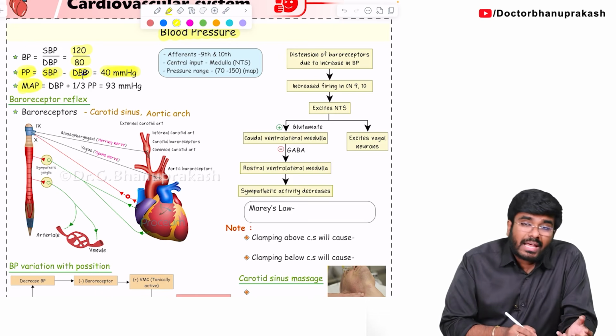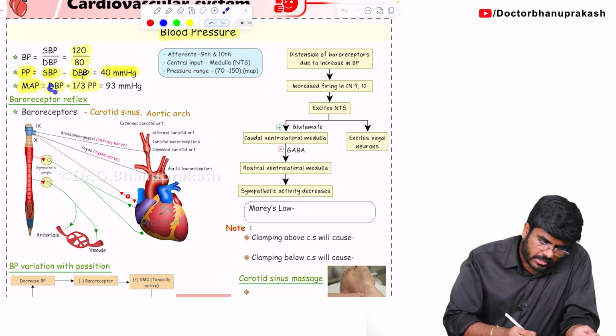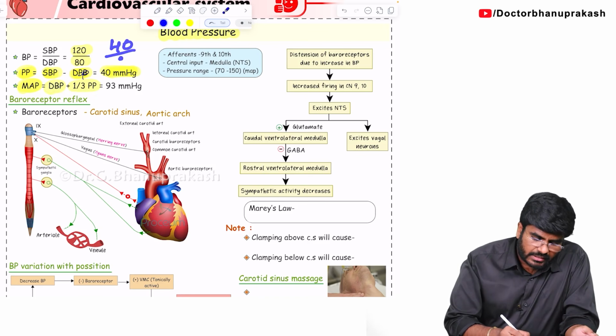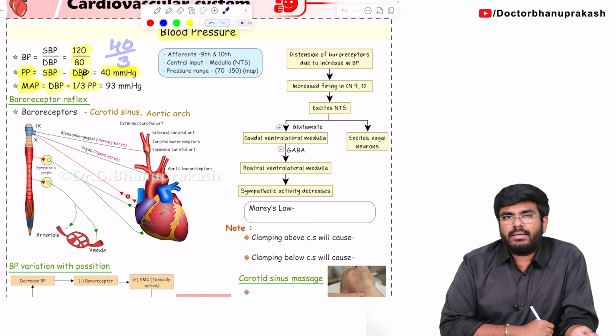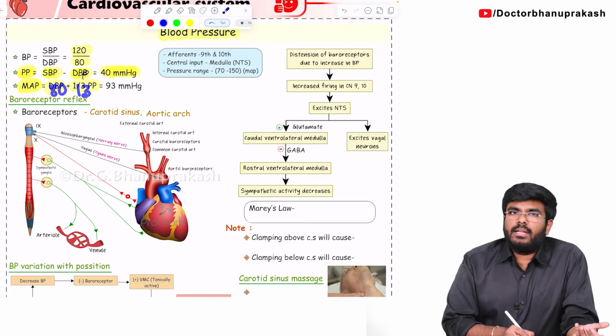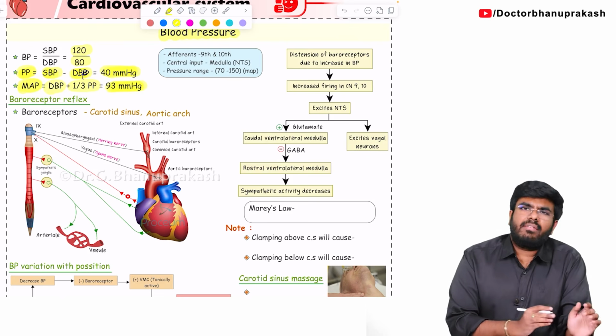To calculate the average BP, there is a formula: the diastolic blood pressure plus 1/3 of the pulse pressure. Diastolic blood pressure is 80, and 1/3 of the pulse pressure is 40 divided by 3, that is 13. So 80 plus 13 is 93. This is the average BP maintained in our body.